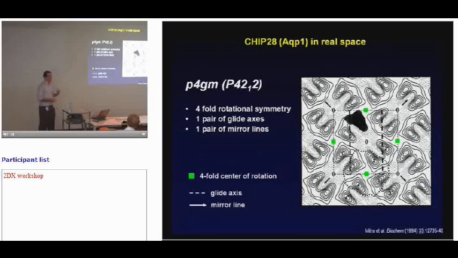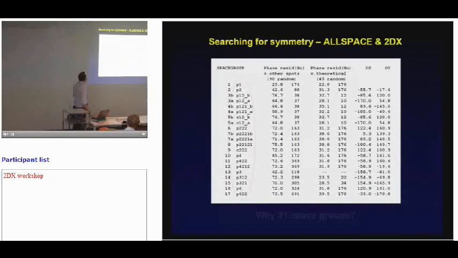So when we go back to the real space image, what we see is this. And what you'll find is that all the symmetry elements that we just identified in Fourier space are actually present in real space. And so the space group of this crystal, which has four-fold rotation symmetry, one pair of glide axes and a pair of mirror lines, is P4212.